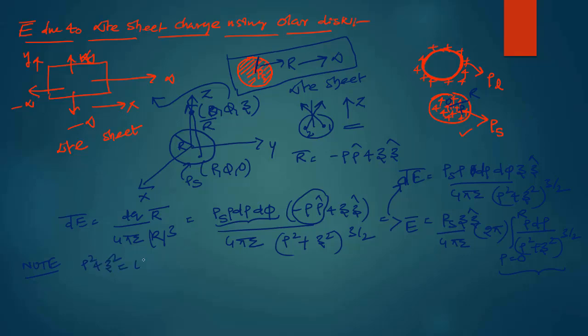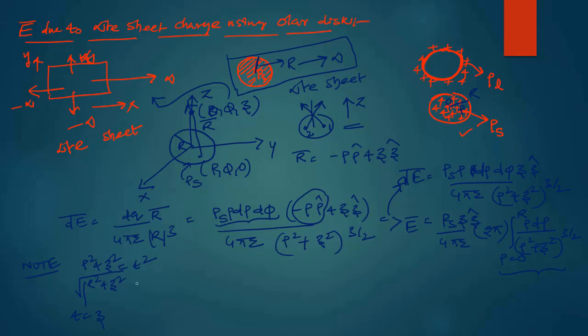Rho square plus z square is equal to t square, so rho d rho is nothing but t dt. If you substitute rho is equal to 0, t is equal to z. If you substitute rho is equal to capital R, what is t? We will get the square root of R square plus z square. These are the t limits.